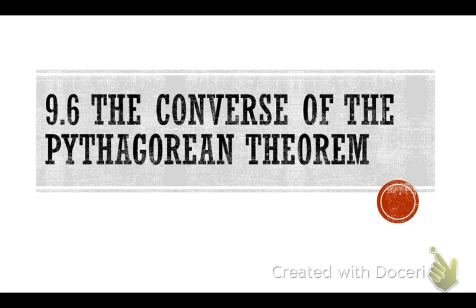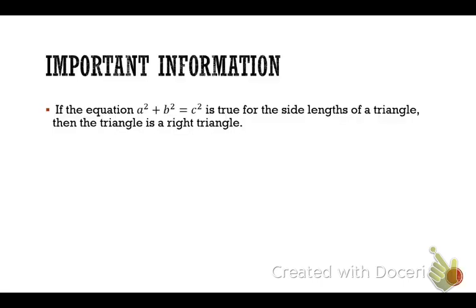So we're going to have all of the dimensions that we need to plug into the Pythagorean theorem. We're going to plug them in and see if they do in fact equal each other, and that will prove whether it's a right triangle. So if the equation a squared plus b squared equals c squared is true, then the triangle is a right triangle.